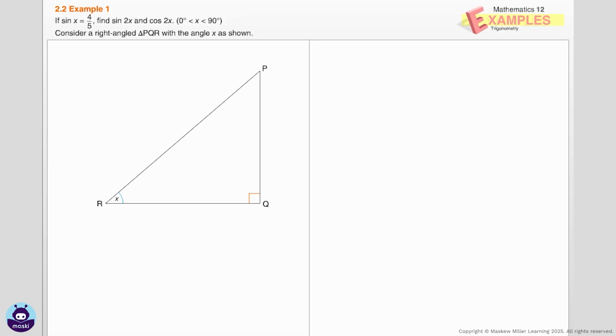We know that sin x equals opposite side over hypotenuse, equals PQ over PR. Since sin x equals 4 over 5, in the triangle PQR, the hypotenuse PR equals 5 units and the side opposite to the angle x, PQ, equals 4 units. Suppose QR is equal to A.